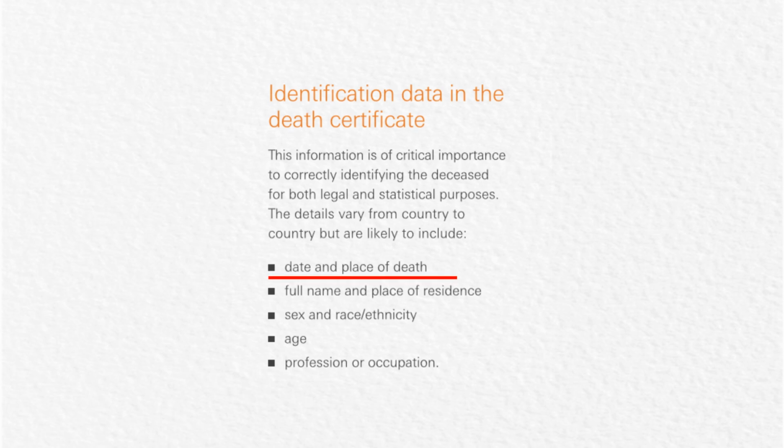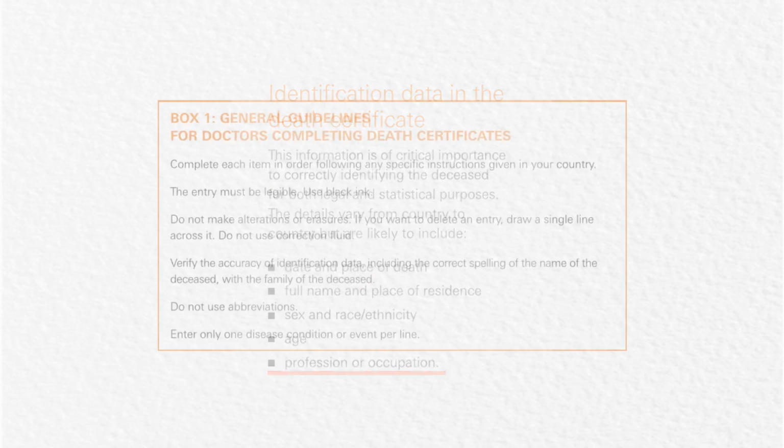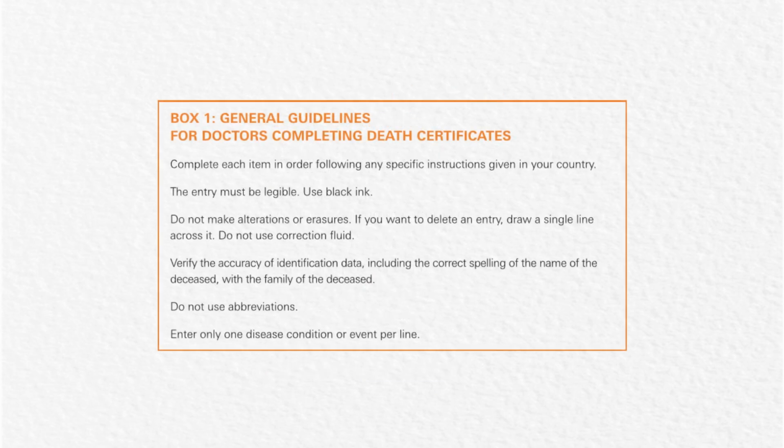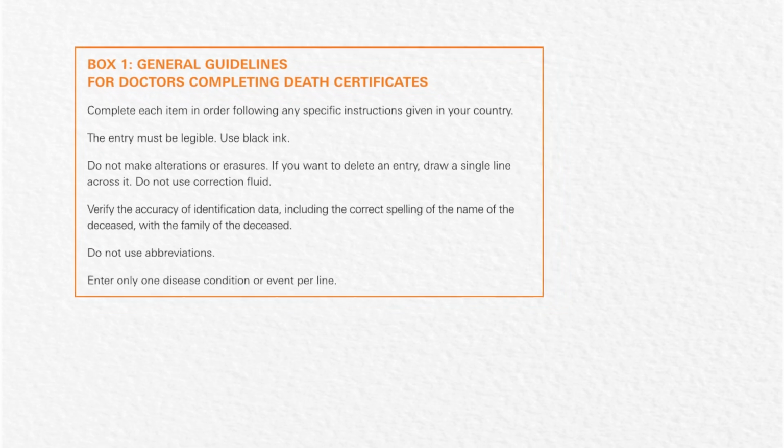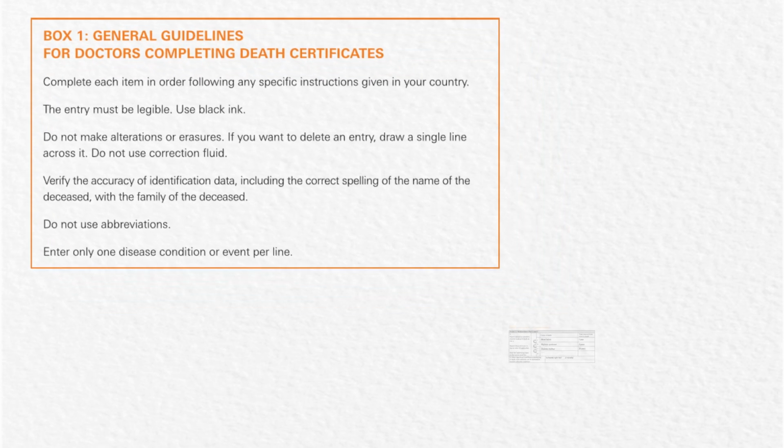Date and place of death, full name and place of residence, sex and race or ethnicity, age, profession or occupation. Now we will go through the general guidelines for doctors completing death certificates. Complete each item in order, following any specific instructions given in your country. The entry must be legible. Use black ink. Do not make alterations or erasures. If you want to delete an entry, draw a single line across it. Do not use correction fluid.